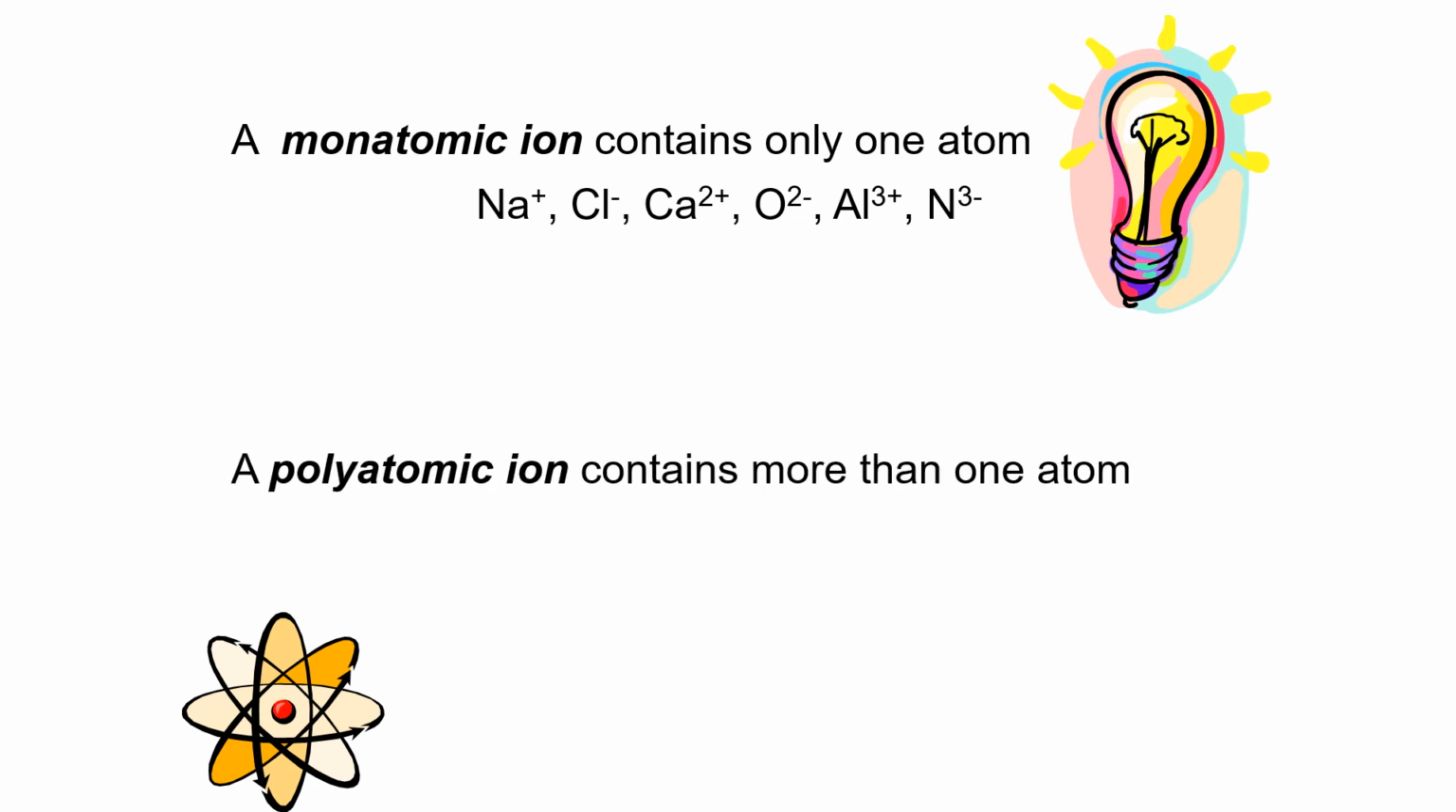Now, polyatomic ions are a group of nonmetal atoms that are covalently bonded together, so they're sharing electrons, but they have picked up an extra electron or so along the way, or lost, because you'll see there's one here that is positive. And there is a group of polyatomic ions that you will need to know the formula, the name, and the charge for.